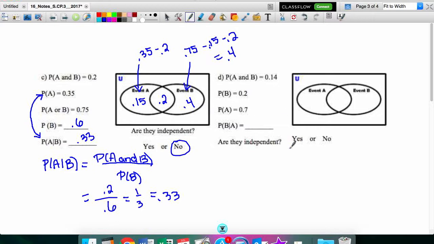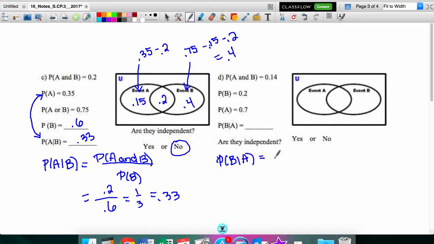Let's take a look at our last example in this set. Here we have the probability of A and B, the probability of B, and the probability of A. And we want to know the probability of B given A. So we can go ahead and start putting things in our Venn diagram. Well, actually, no, wait, let's not. Let's go to the calculation of our conditional probability. The probability of B given A.